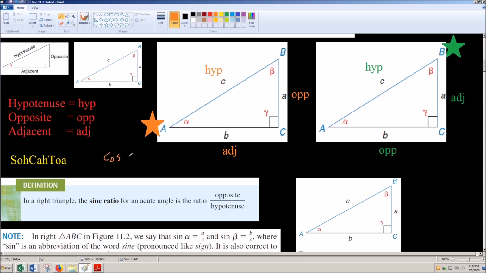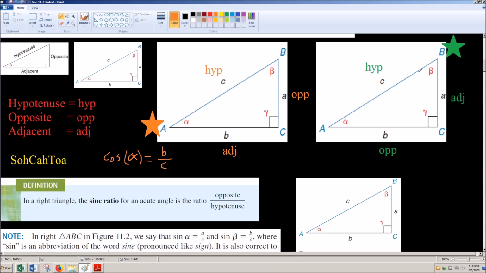Cosine of alpha, which is like a fish swimming to the left, equals, and here again I'm just doing my adjacent over my hypotenuse. So let's say we had some values here, call this one 10 and call this one 12, it'd be 10 over 12, right? Cosine of alpha is 10 over 12, and we could actually find what that angle is by doing the inverse cosine, but we'll get there. So this is just an example of what this looks like.